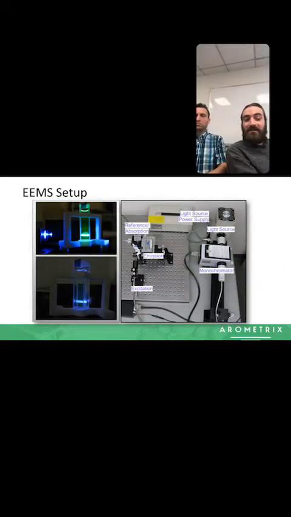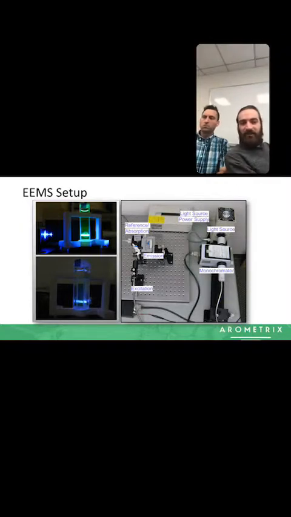One issue with an EEMS is A, they're very expensive, and B, we did not have one on hand. So what we decided to do was build one. This is a quick schematic of our in-house EEMS that we built. It's pretty interesting. If you see the top left-hand corner there, that's an EEMS fluorescence. That's a blue light going through and it's fluorescing with green. So it's kind of neat.